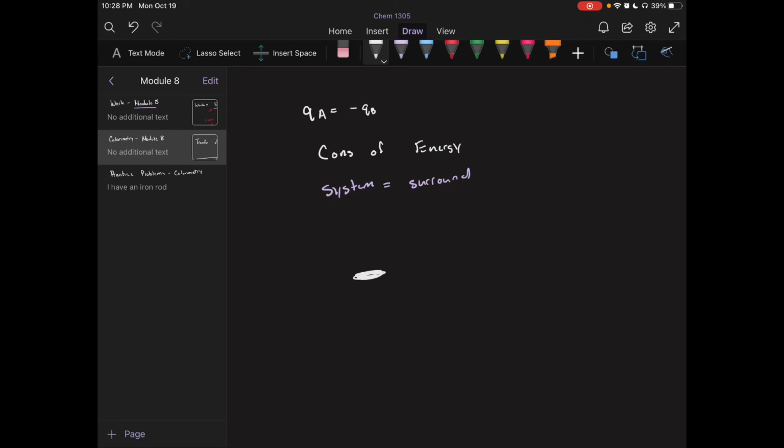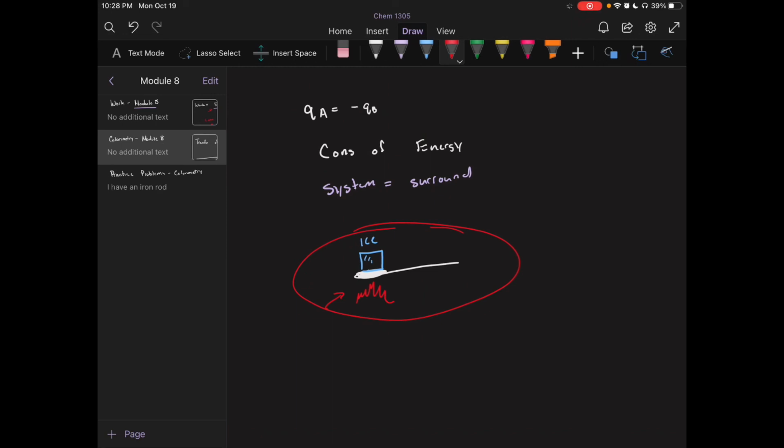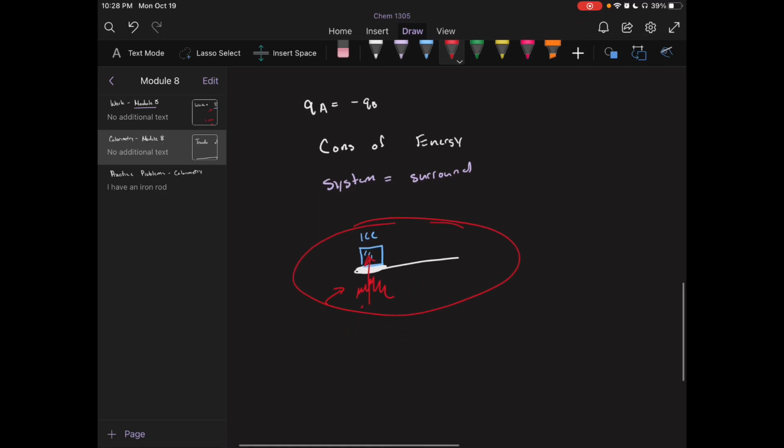So if I'm heating up a spoon, and in the spoon we have an ice cube, right? Well, let's make this blue, and our ice cube is blue. If we're heating up an ice cube, then our system is the ice cube, and our surroundings is, well, the fire, part of the fire, right? And so all of this really just shows that energy is not created or destroyed, it's only transferred, right? So we're taking the energy from the fire and putting it into the ice cube.